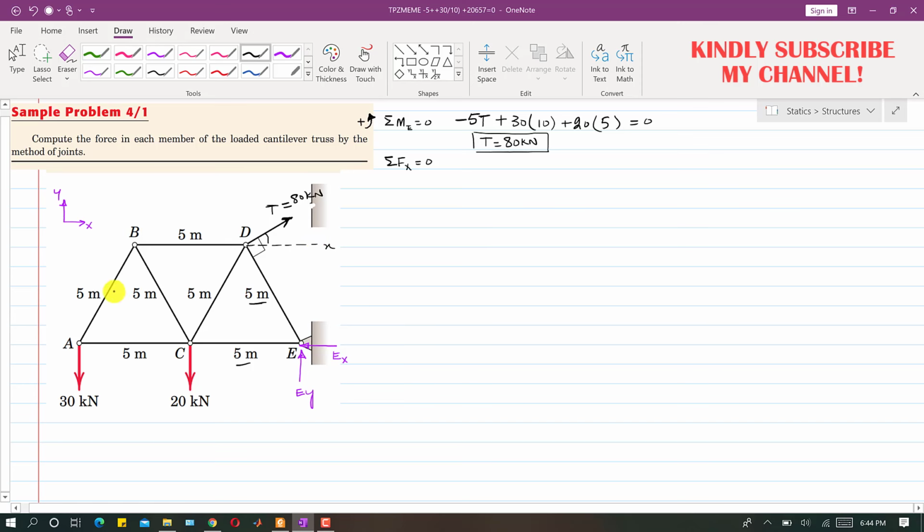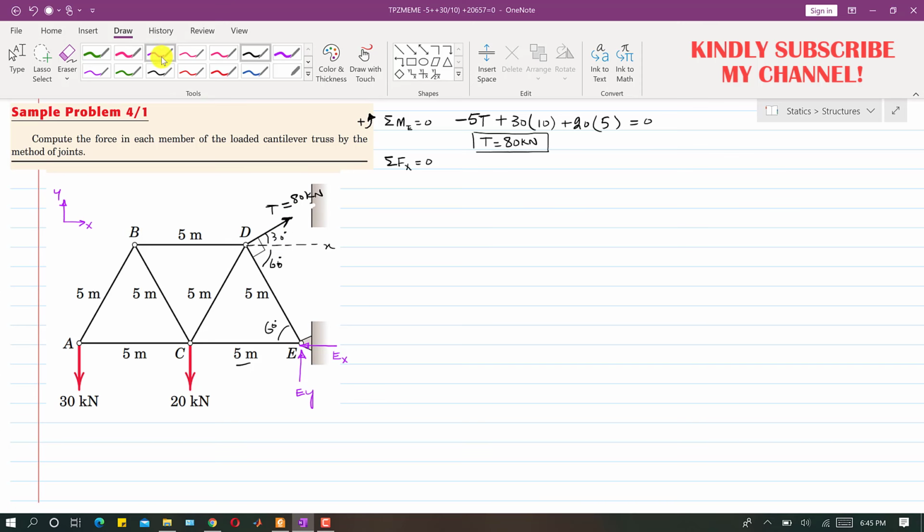As we can see, all the members of this truss are of equal length. All the members are of length 5 meters. This means that all these triangles are equilateral triangles, so this angle is 60 degrees. All the angles are equal, so we divide 180 by 3. The equilateral triangle has angles of 60, 60, 60. If this angle is 60, then this angle is also 60, and if this angle is 60 and this is 90, then this angle is 30 degrees.